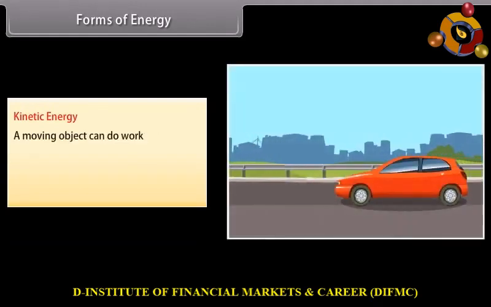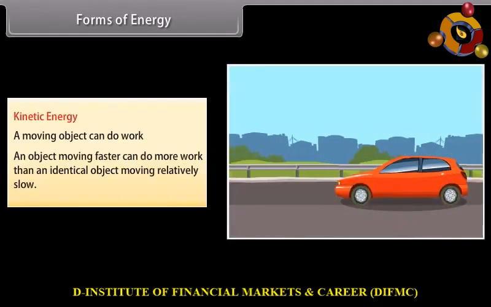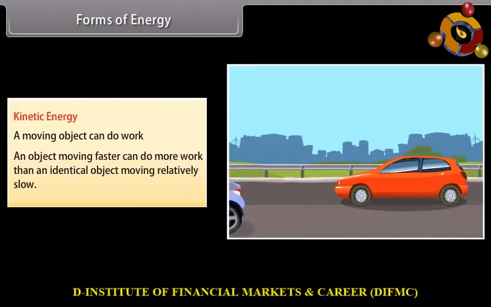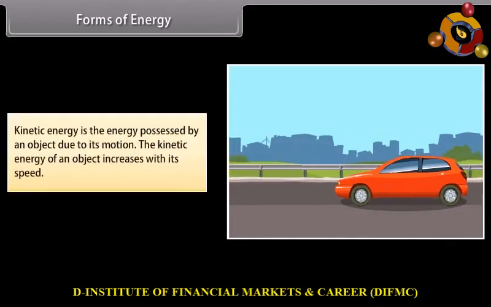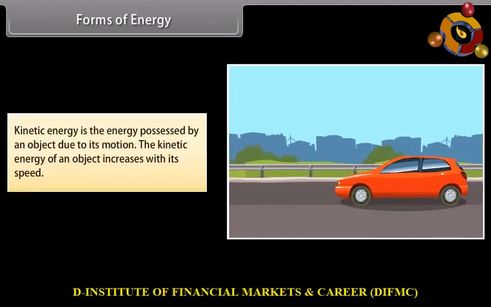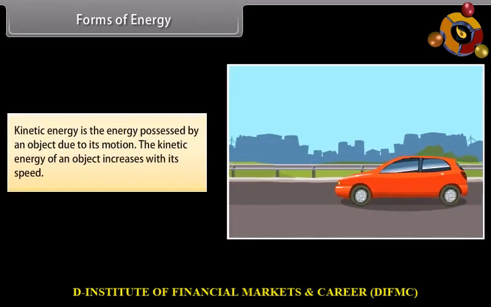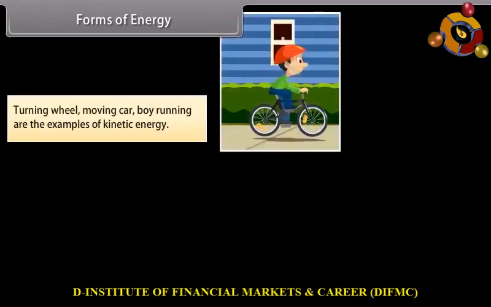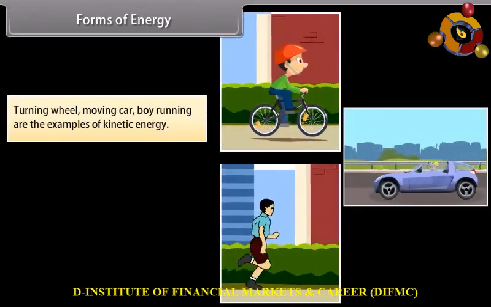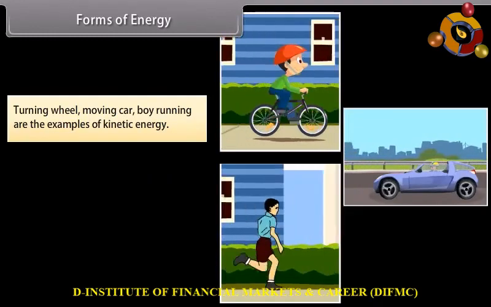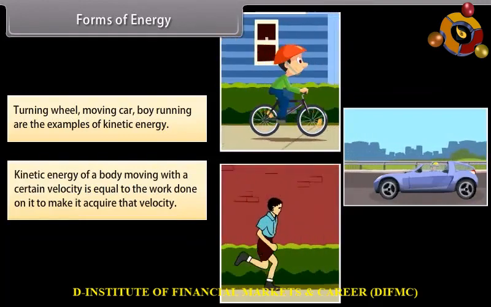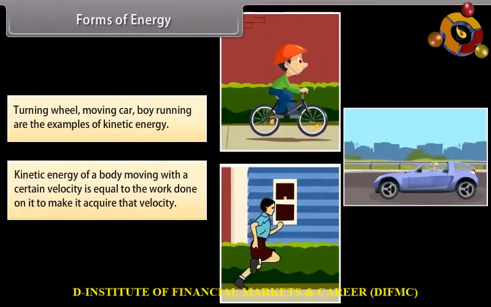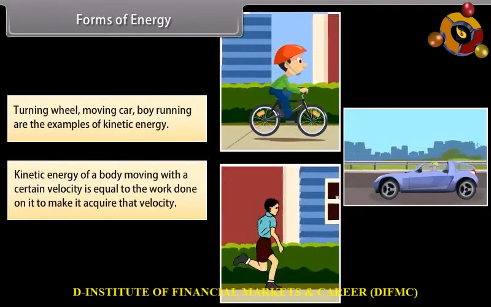We know that a moving object can do work, and an object moving faster can do more work than an identical object moving relatively slow. Kinetic energy is the energy possessed by an object due to its motion. The kinetic energy of an object increases with its speed. Turning wheel, moving car, boy running are the examples of kinetic energy. So we say that the kinetic energy of a body moving with a certain velocity is equal to the work done on it to make it acquire that velocity.